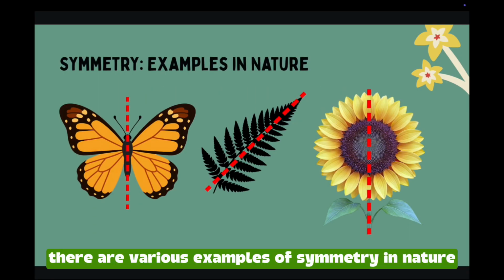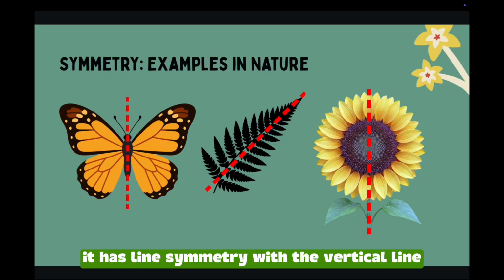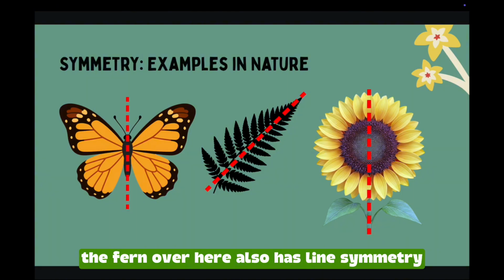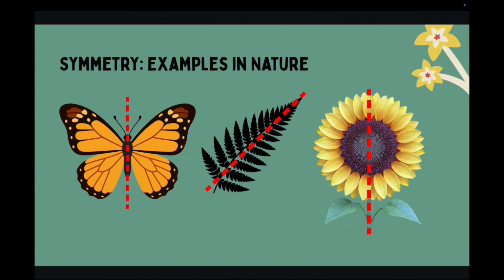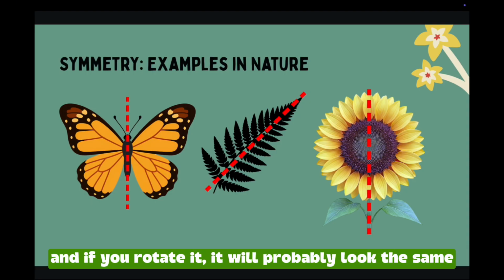There are various examples of symmetry in nature. If you look at this butterfly over here, it has line symmetry with the vertical line. The fern over here also has line symmetry. The sunflower also has line symmetry, but it can also have point symmetry since the leaves and the seeds are all in a circular manner, and if you rotate it, it will probably look the same.